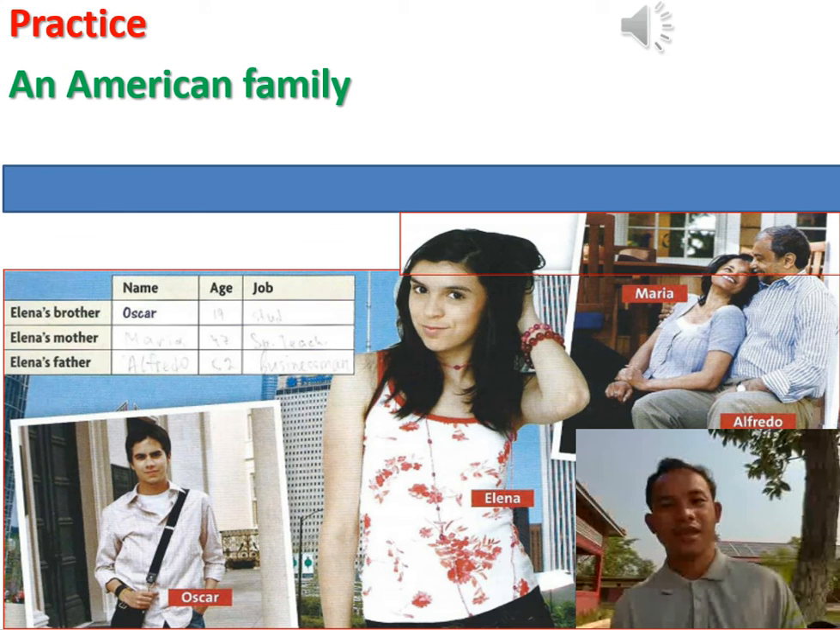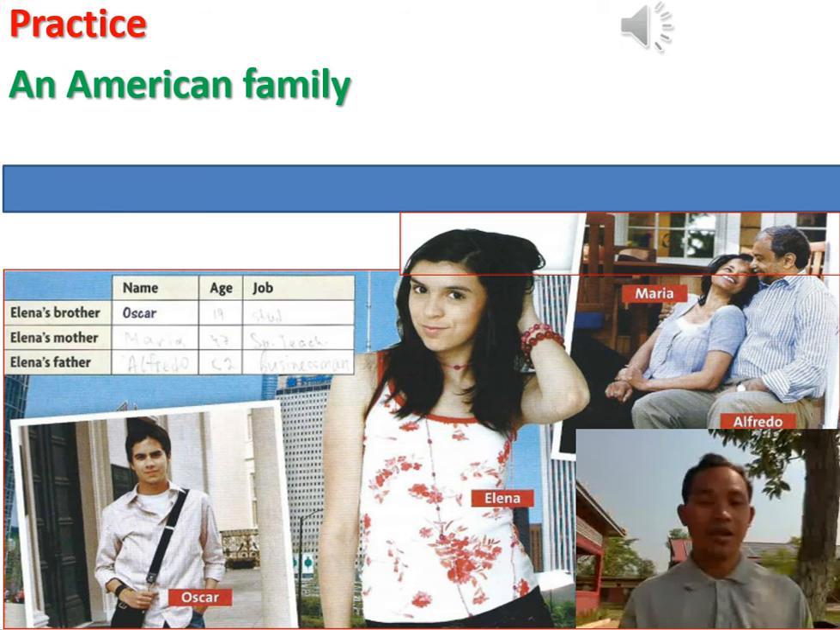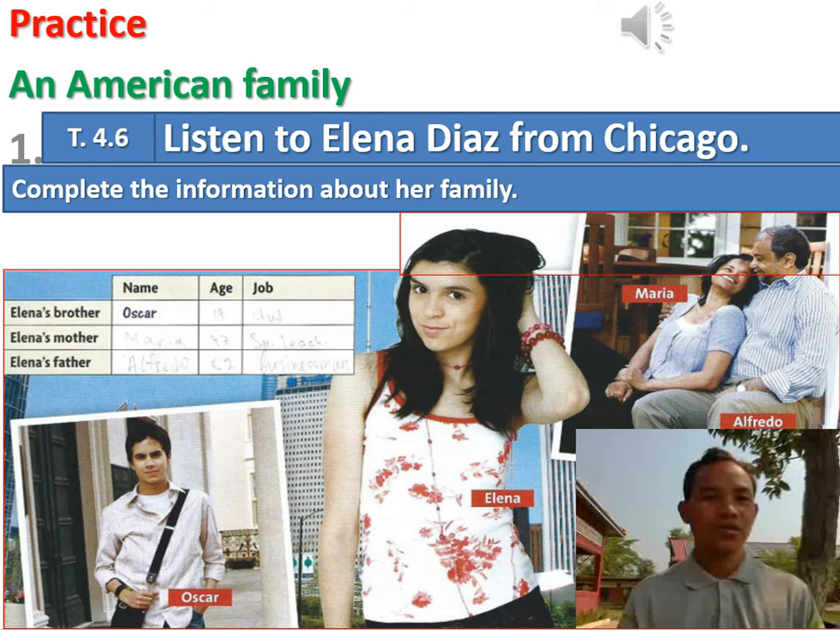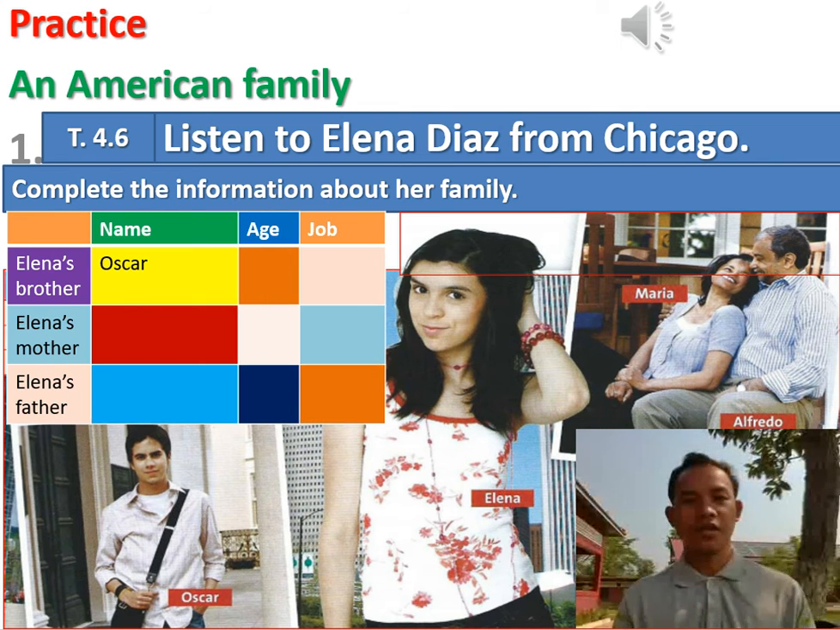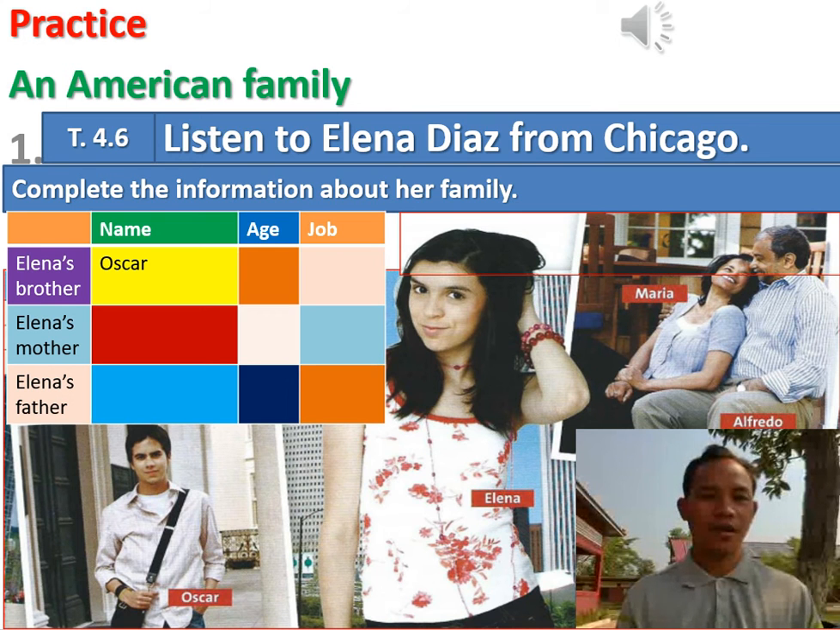But to make sure that we understand clearly, let me go to our instruction. Instruction number 1, 4.6: listen to Elena Diaz from Chicago and then complete the information about her family. Okay, right guys, so Tape script 4.6. Elena Diaz from Chicago.